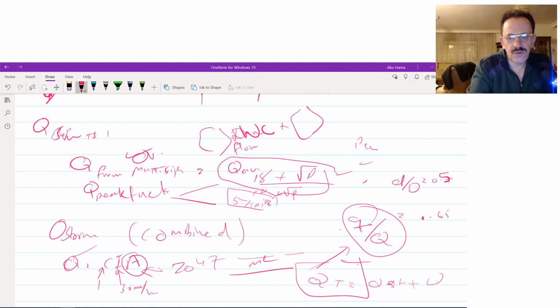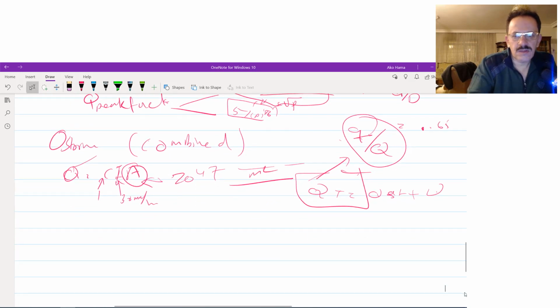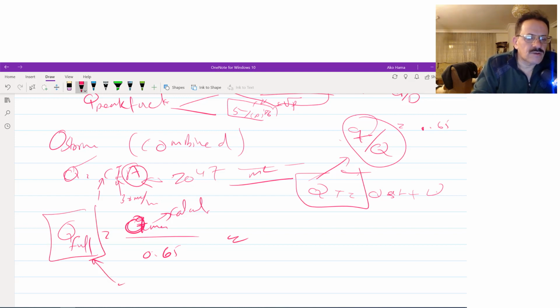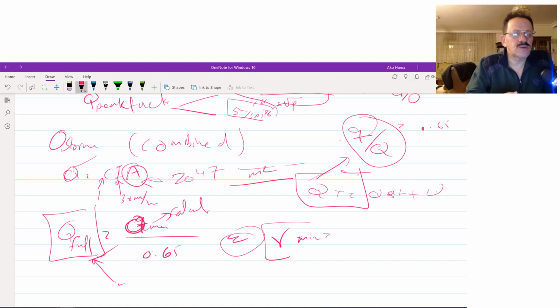So the Q full is equal to the small q, the calculated one, the Q maximum, divided by 0.65. You can get the full flow for this pipe. Now you have the flow, we have the diameter, we have everything. You have to calculate the partial velocity, the minimum velocity in this pipe. The minimum velocity should also be more than 0.65.